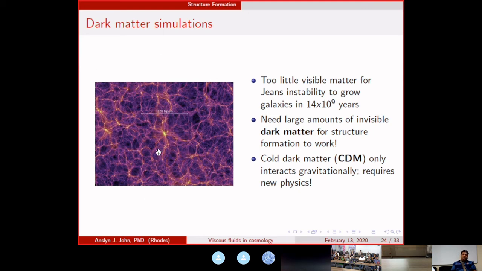This is a simulation of dark matter. So structure formation provides yet another piece of evidence for the existence of dark matter. And so we need large amounts of dark matter in order for structure formation to work.